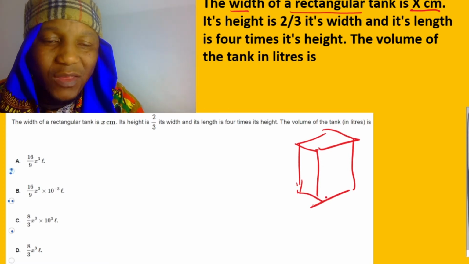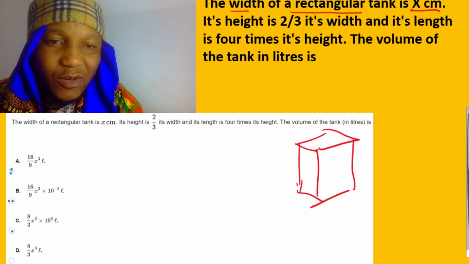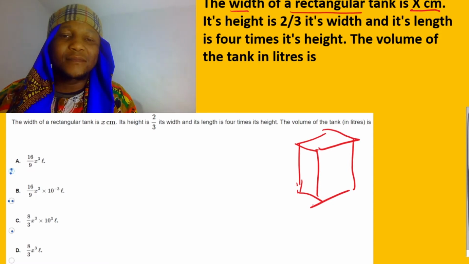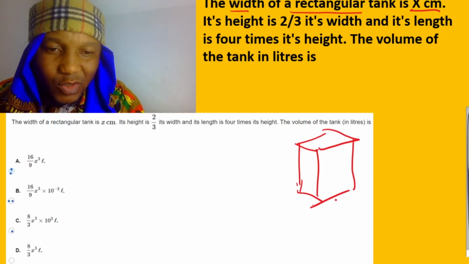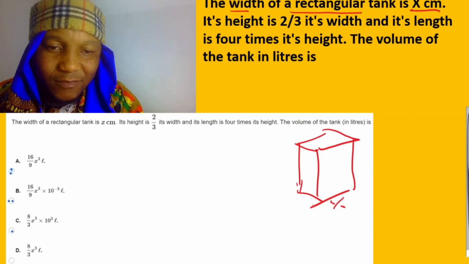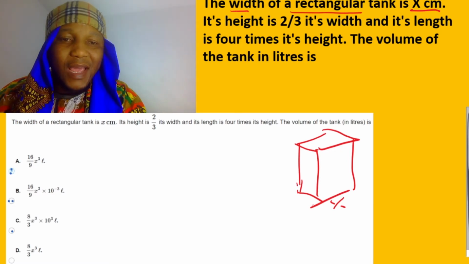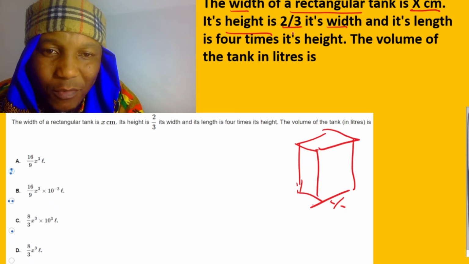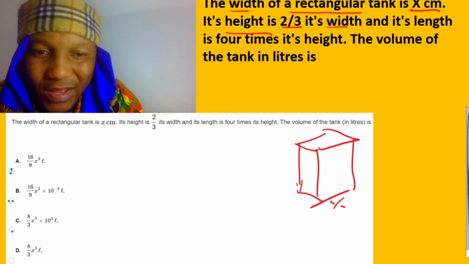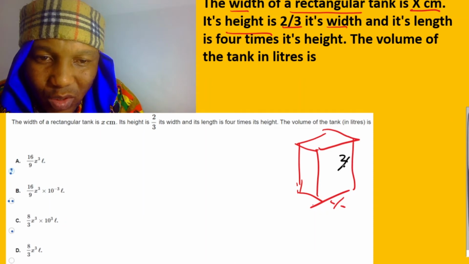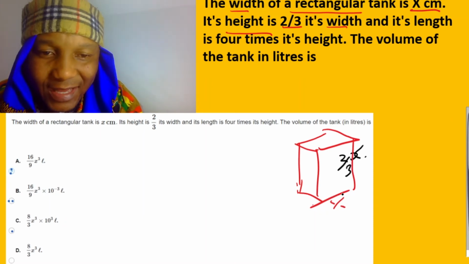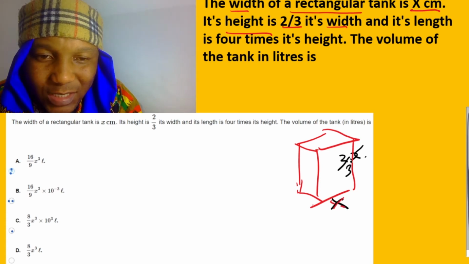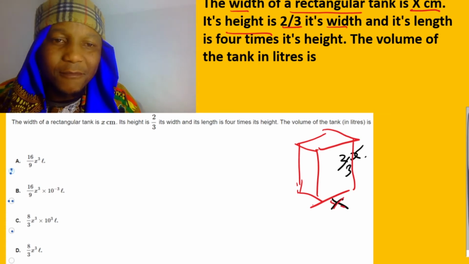Okay, so the width we have is equal to x. Let's assume this is equal to x. And this here, the height is 2 times its width. So if this is x, the height is going to be 2 times the width. So it's going to be 2 over 3x, because you take 2 over 3 of the width.